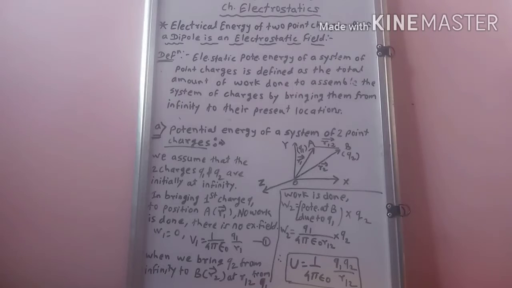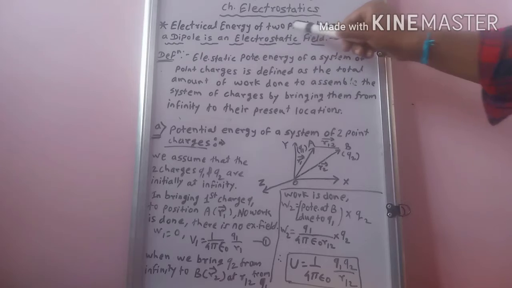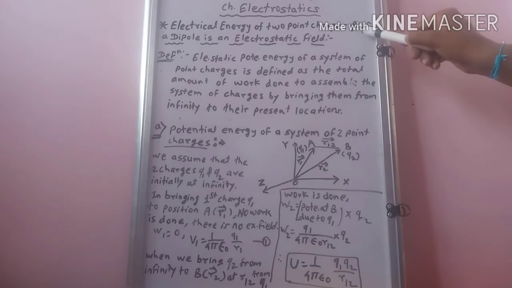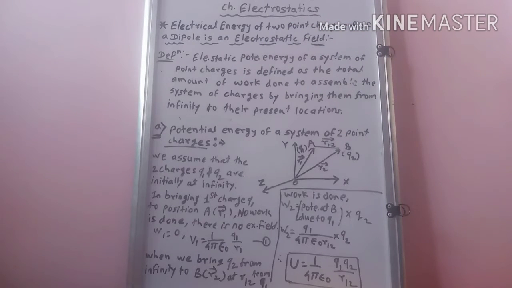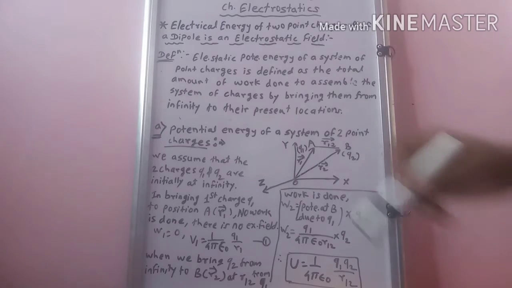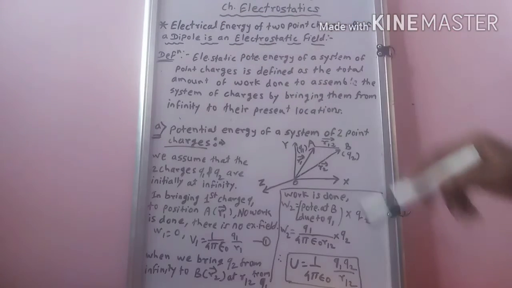These are the three equations of electric potential we already studied in the last lecture. Then the next point is the electrical energy of 2 point charges and of a dipole in an electrostatic field. Today we determine an expression for the electrical potential energy. In the previous lectures we studied the electrical potential; now we study electrical energy.